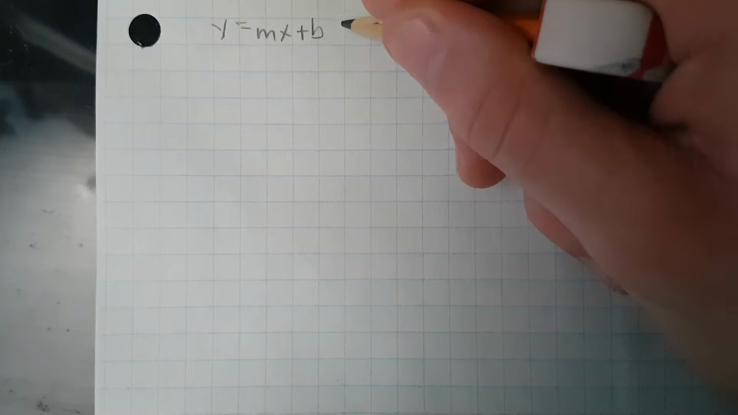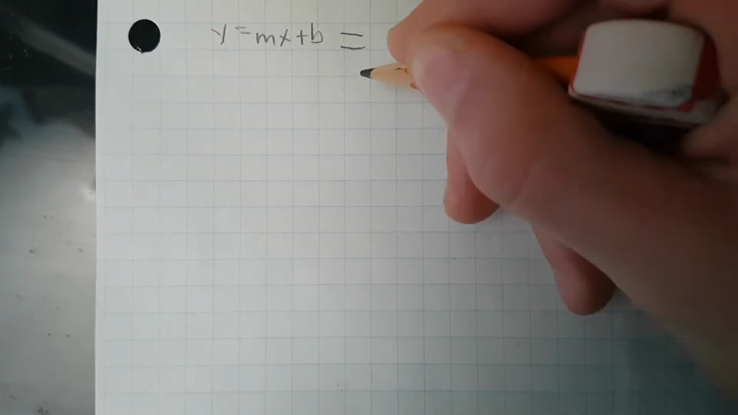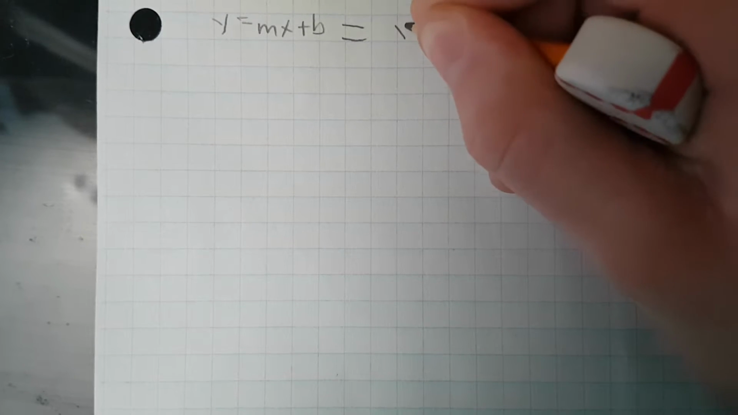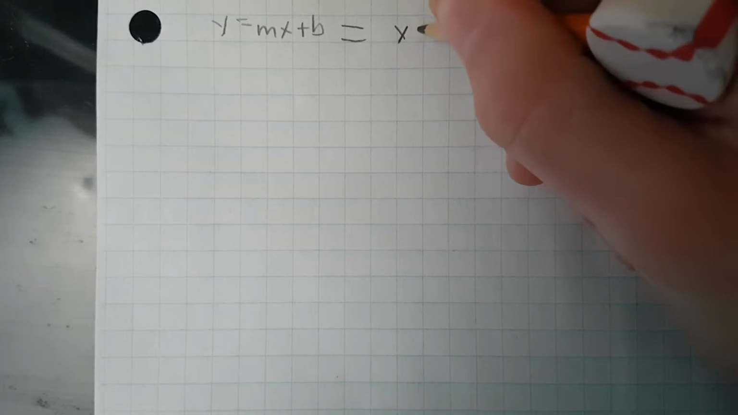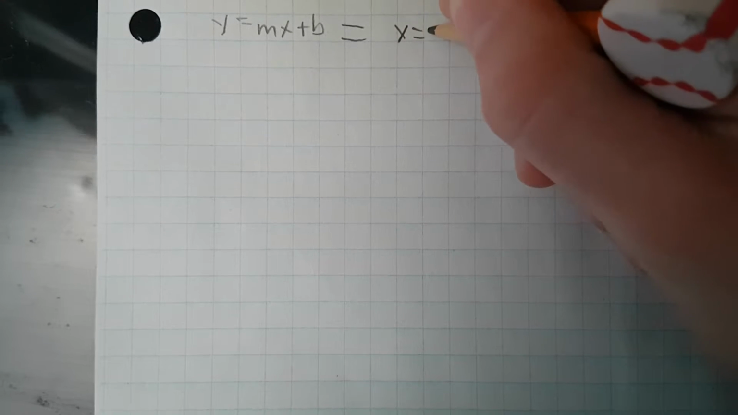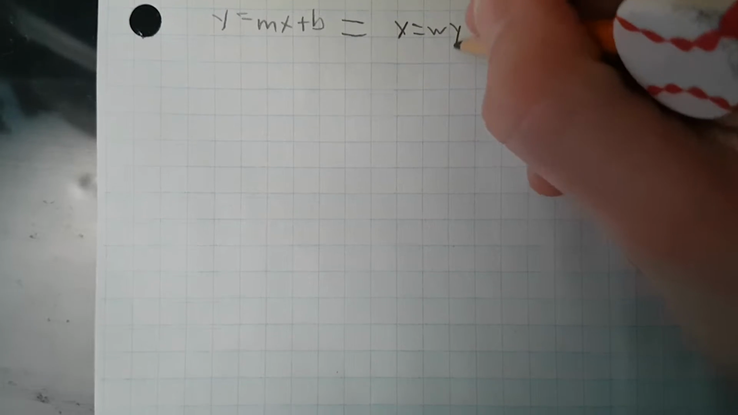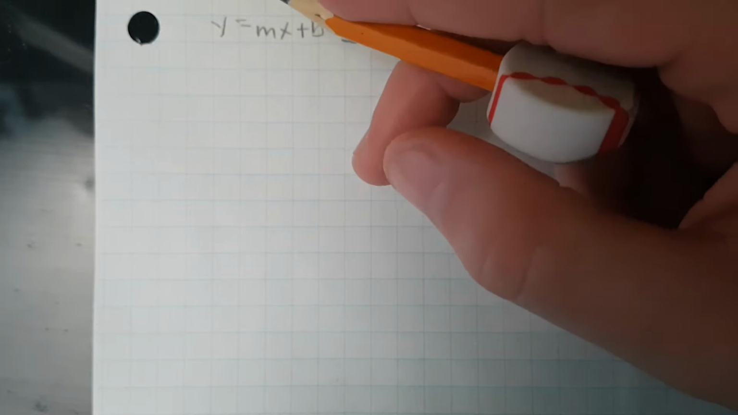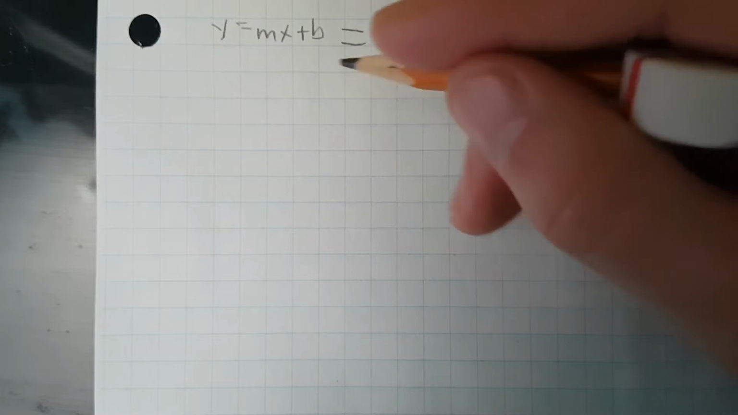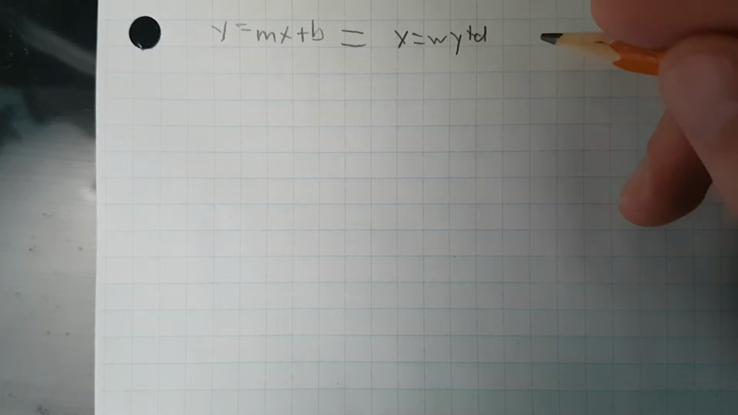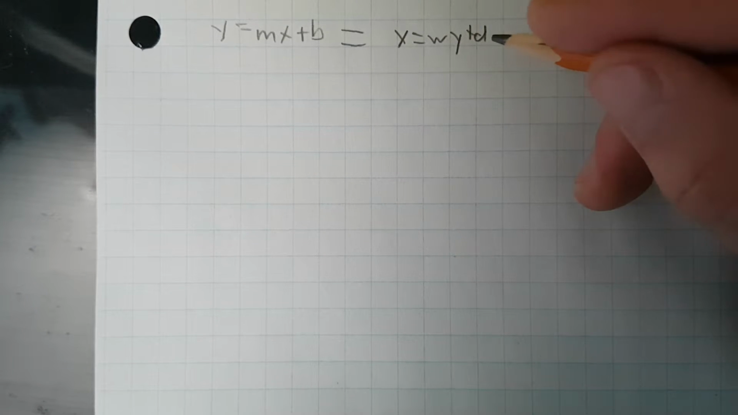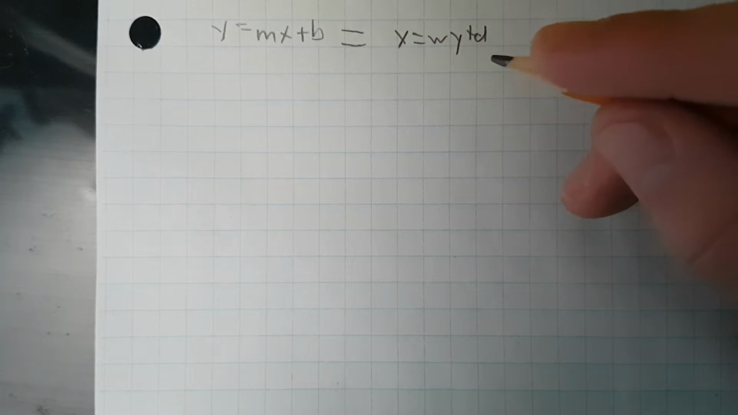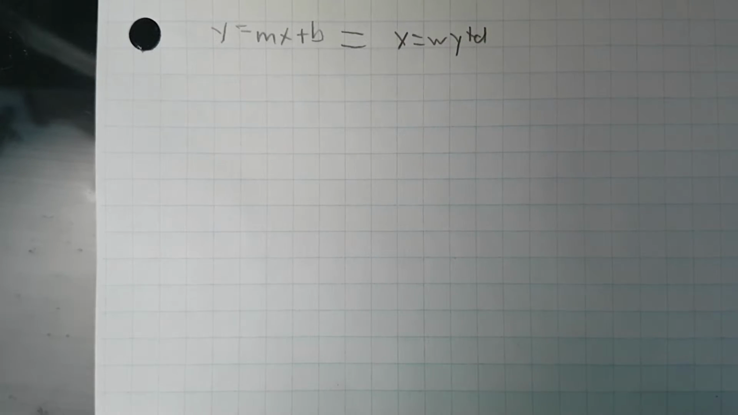But I'm wondering, will this give you the same line as x equals wy plus d? The difference here is where m is normally y1 minus y2 over x1 minus x2, w is x1 minus x2 over y1 minus y2, and d is the x-intercept, whereas b was the y-intercept. So if you basically reverse everything in the calculation, does it still give you a valid line?